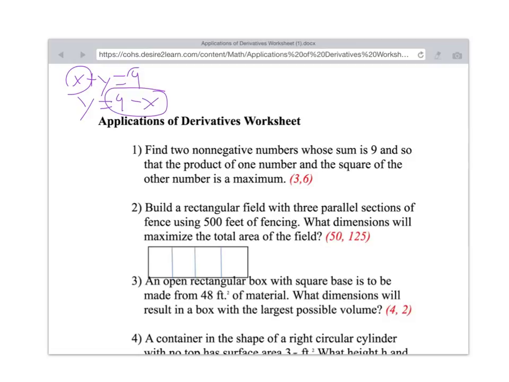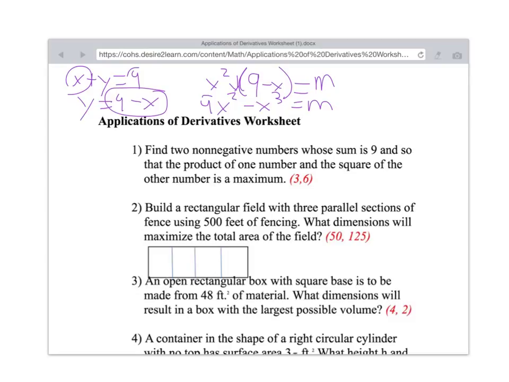So the product of one number and the square of the other, so let's take the square of x, x squared, times 9 minus x, and we want that to be a maximum. The product means to multiply in here. So we end up with 9x squared minus x cubed equals maximum.